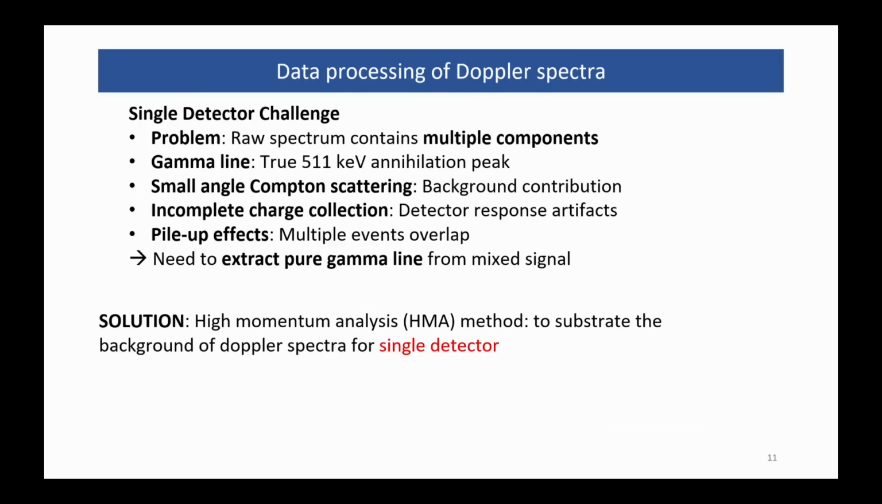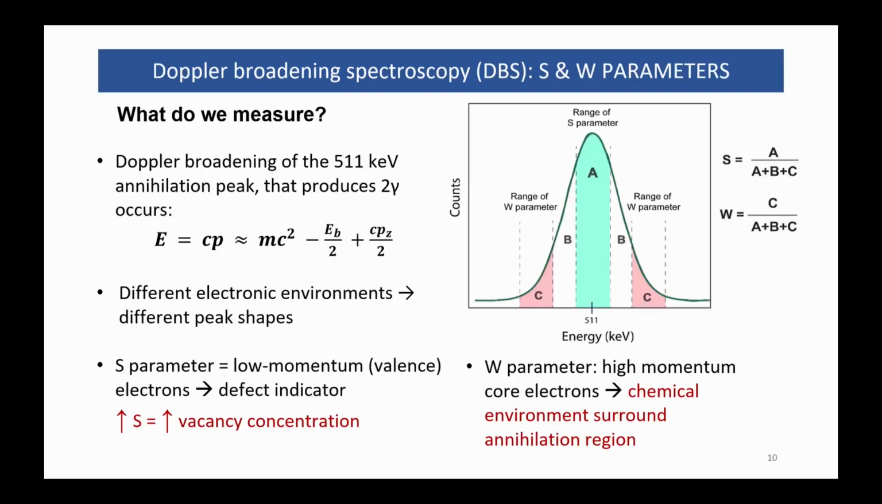What does W stand for? W is the tail here. This is the peak of the annihilation peak, and the tail is W. So W stands for the very high momentum of core electrons inside.